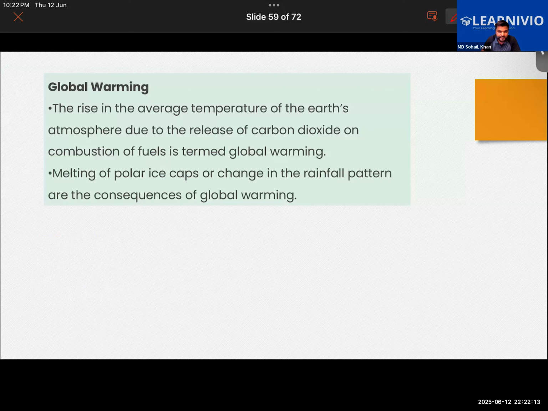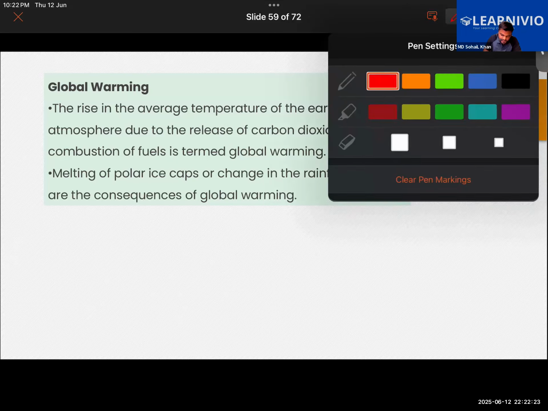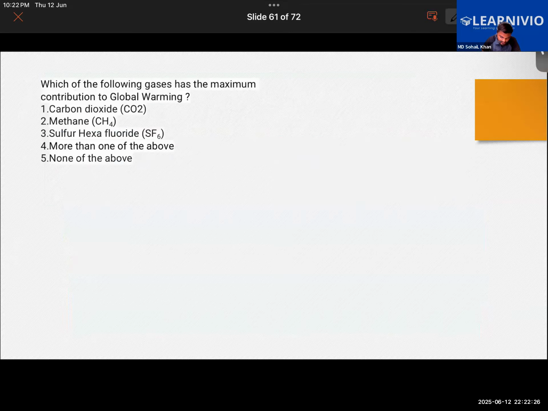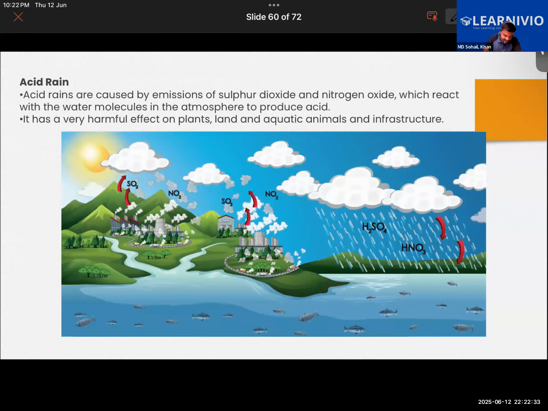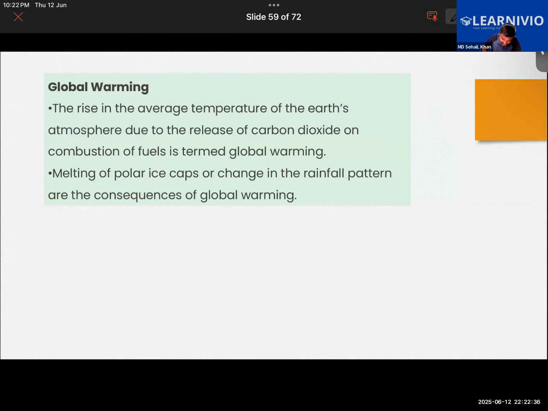Okay, now talking about global warming. The rise in the average temperature of the Earth's atmosphere due to the release of carbon dioxide on combustion of fuel is termed global warming. So what is basically happening over here? From different sources, from different places on Earth, harmful gases are being released. Let's say that this is our Earth. Due to human activities on Earth, like burning of fossil fuel, gases being released from the chimneys of factories, and domestic activities, so many gases are being released into the air.